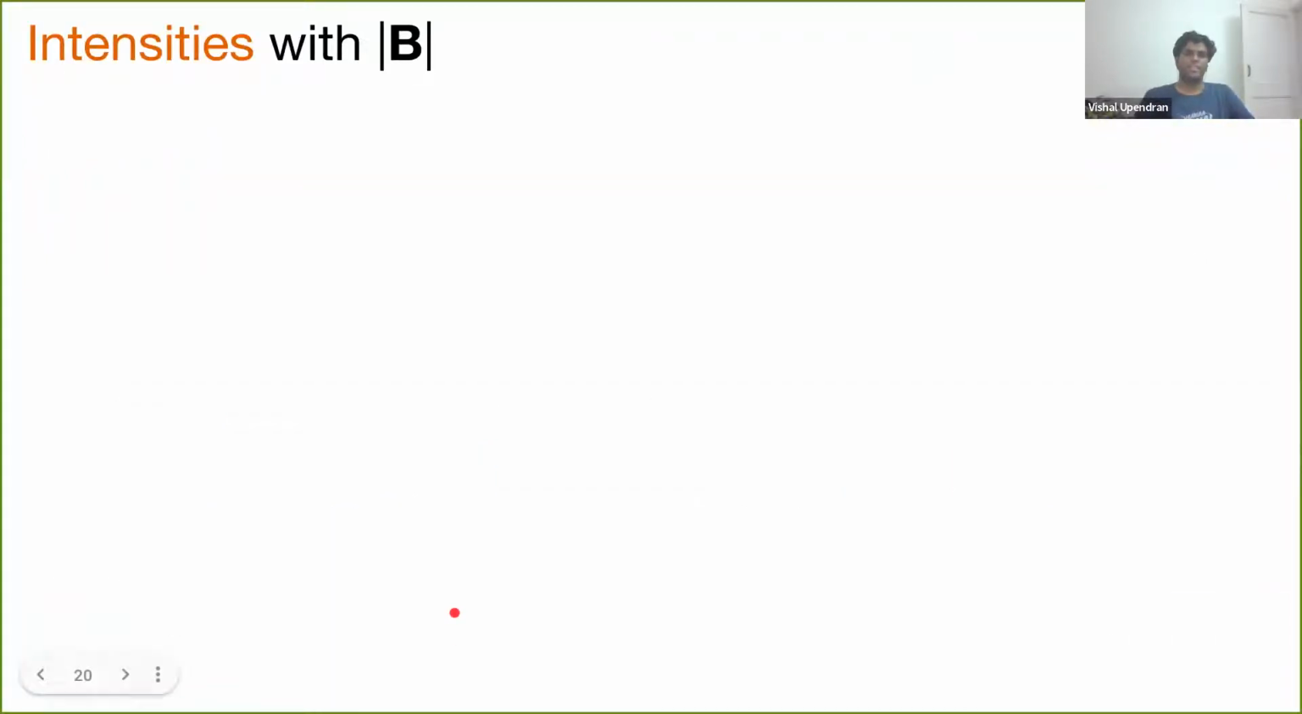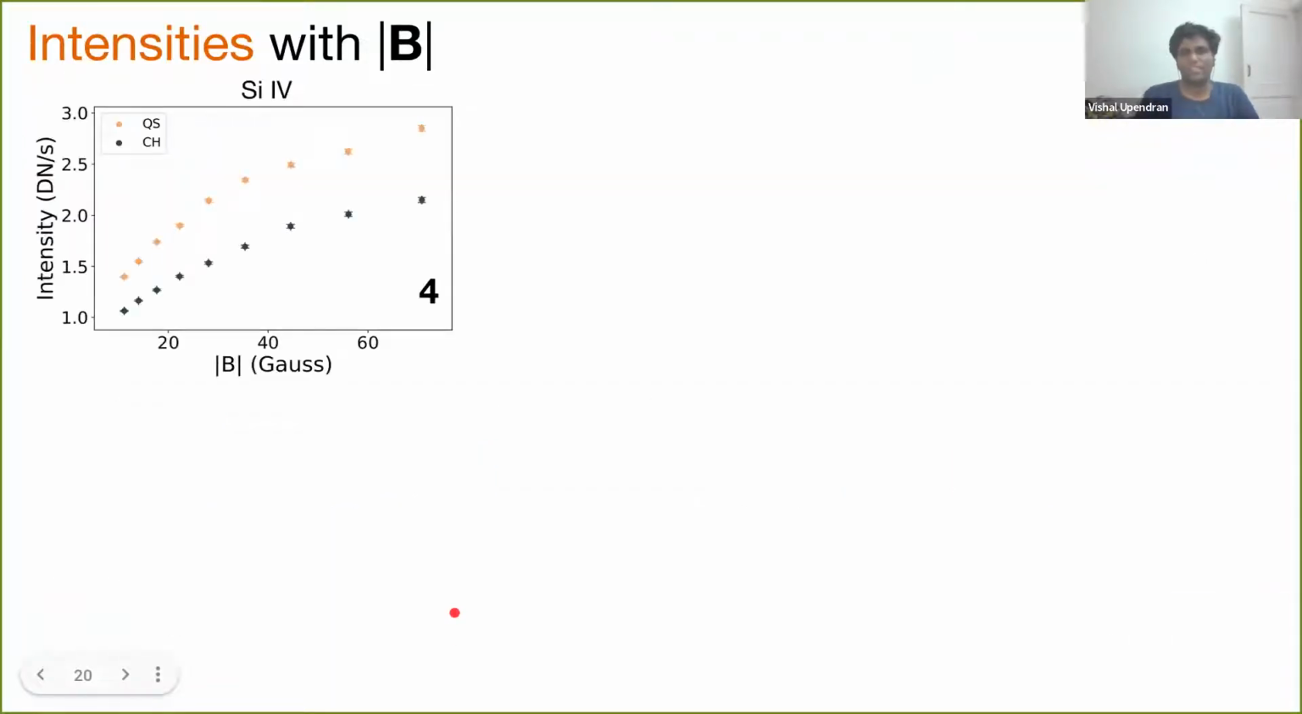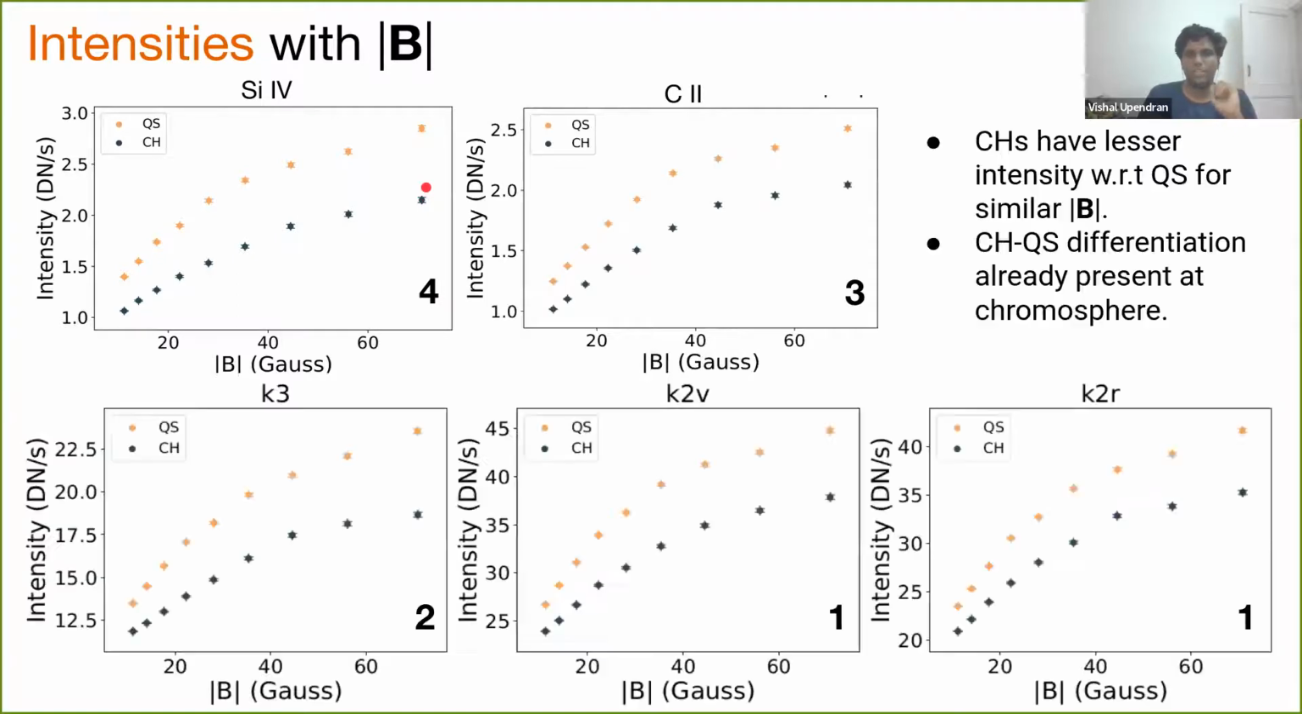So first, the intensities with the magnetic field. The silicon 4 intensities is something we know. The quiet sun, now it is orange, shows excess intensities in silicon 4 compared to coronal holes for regions with similar magnetic field. This is seen in carbon 2. It is also seen in the magnesium features. So these numbers here, 4, 3, 2, 1, correspond to the formation heights. The larger the number, the higher it forms in the atmosphere.